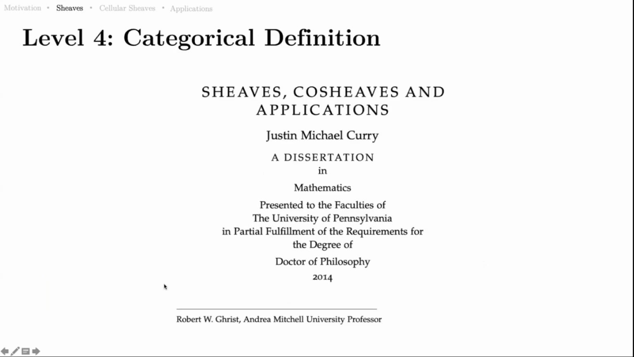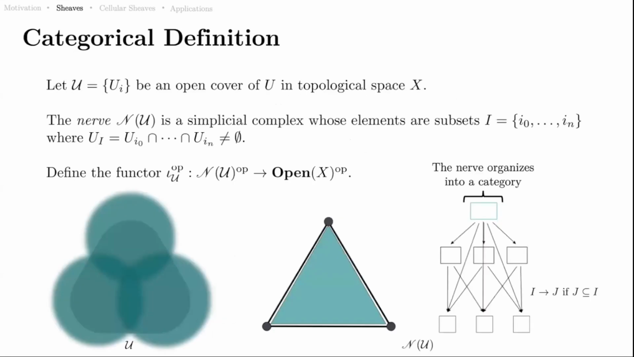So this categorical definition is going to come from Justin Curry's thesis. It's a very good dissertation, very readable. And if you want to read through these definitions in a little bit more detail and clarity, I would recommend just reading through his thesis. It's really good.